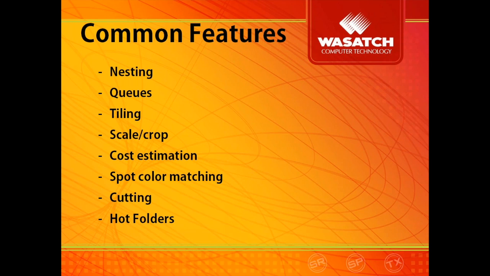Okay, there's some color matching features. Most RIPs handle cutting as well, not just the printing part. And there's simple things to help with automation like hot folders. Drop a file into a folder, the RIP can take that and print it. Okay, from my perspective, those seem to be fairly common features that you're going to find with just about any RIP that you look at.